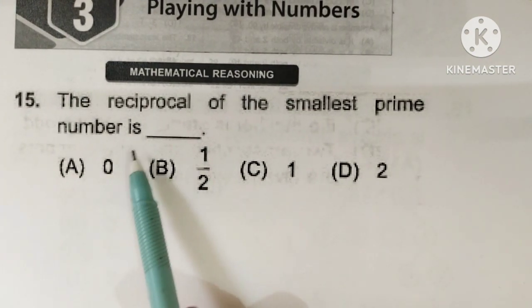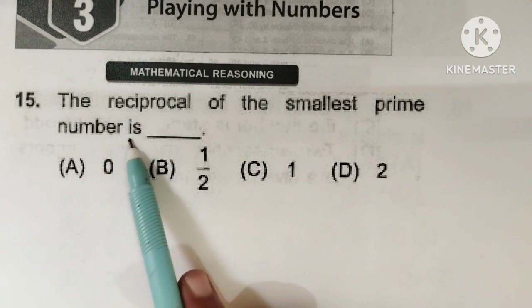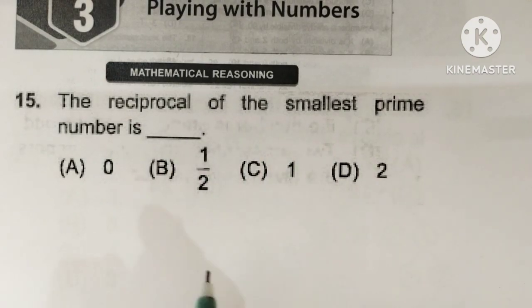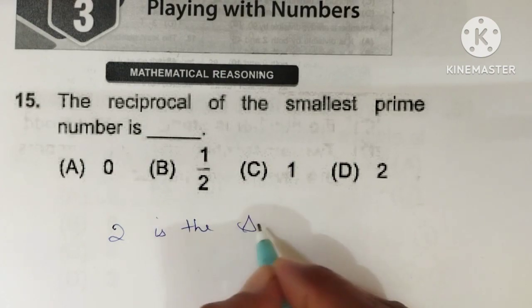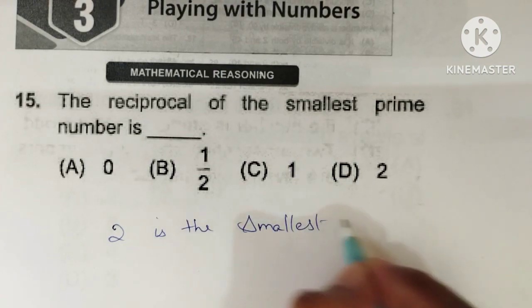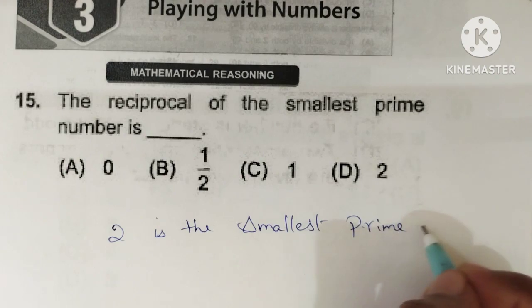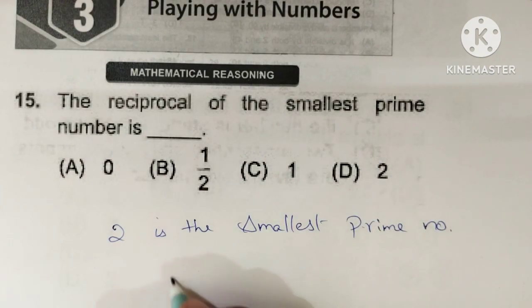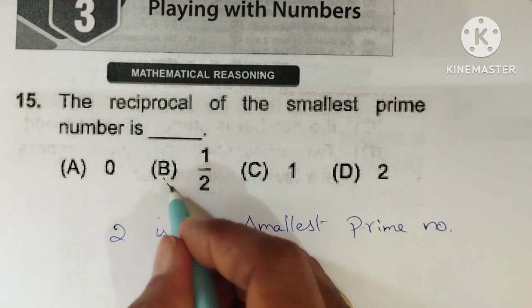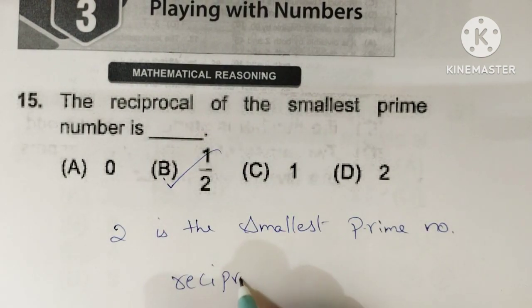15th question. The reciprocal of the smallest prime number is. Here 2 is the smallest prime number. The reciprocal of this 2 is 1 by 2. So option B is the correct one.